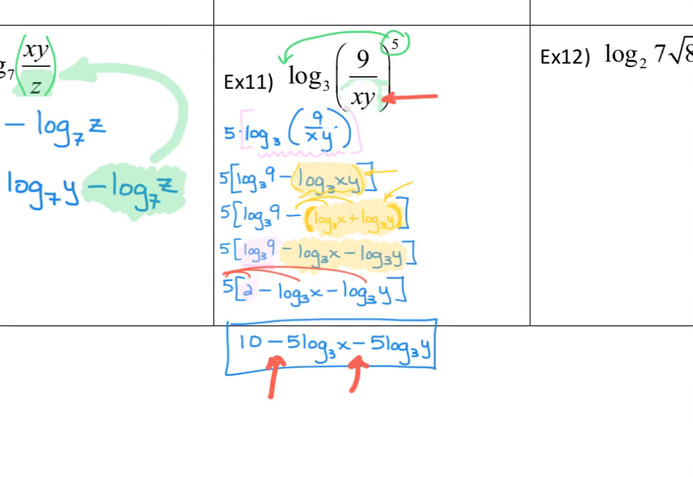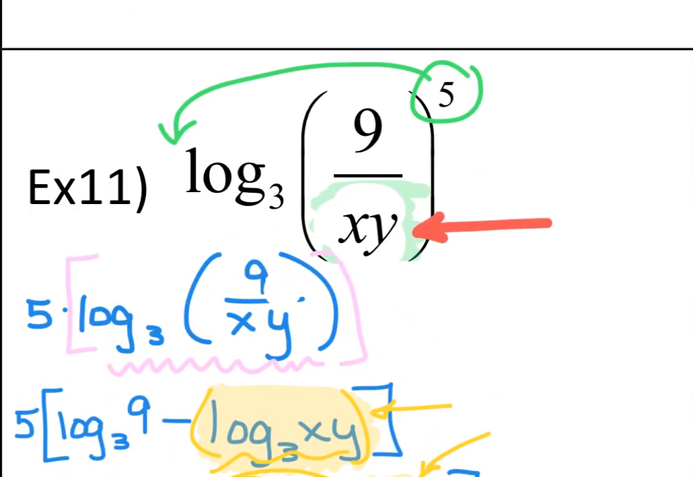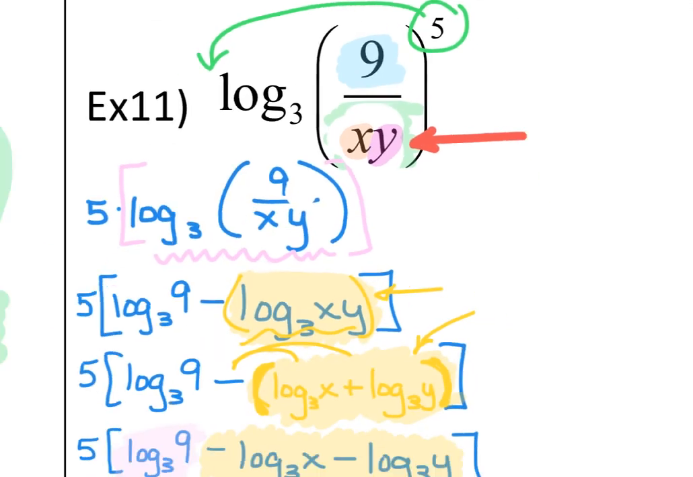So in the original fraction, I had these 3 things that I'm focused on. The 9, the x, and I'm running out of colors. How about hot pink? The x and the y.